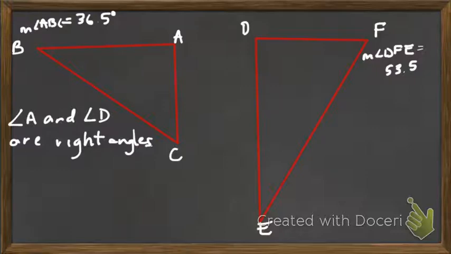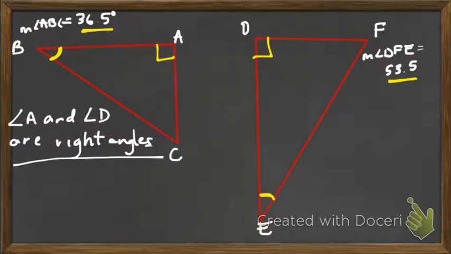So let's say that we have these two triangles, a triangle ABC here, and triangle DEF, and we are given this information right down here that says that angle A and angle D are right angles. And we're also given that angle ABC, that's this angle right here, is 36.5, and angle DEF, that's this angle here, is 53.5. And we said that angles A and D are right angles. Okay, now 53.5 and 36.5 are not congruent. So at this particular point, we cannot make a similarity statement that ABC is similar to DEF.